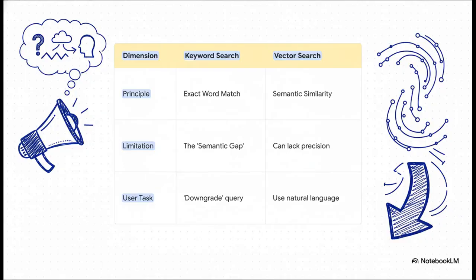And this table just drives the point home. We are moving from a world of exact word matches to one of semantic similarity, of finding things that have a similar meaning. Your job is no longer to downgrade your complex question into a few keywords. Now you can just ask your question using natural human language. We're finally making the machine learn to speak our language, and not the other way around.